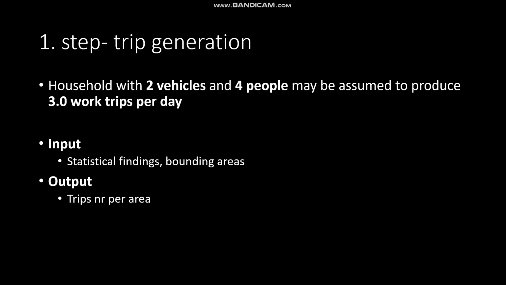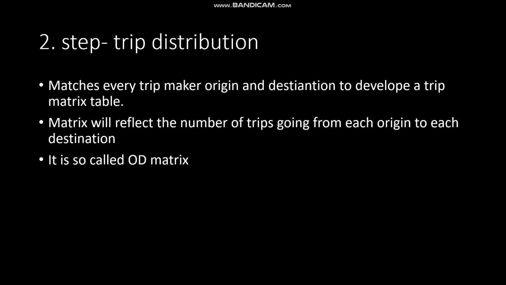So for this step, we want input from statistical findings, and we want to know the bounding area, and the output of that step is the number of trips per area. So we want to know how many trips those people will produce. The second step is trip distribution, and here we are matching every trip maker's origin and destination to develop a trip matrix table.